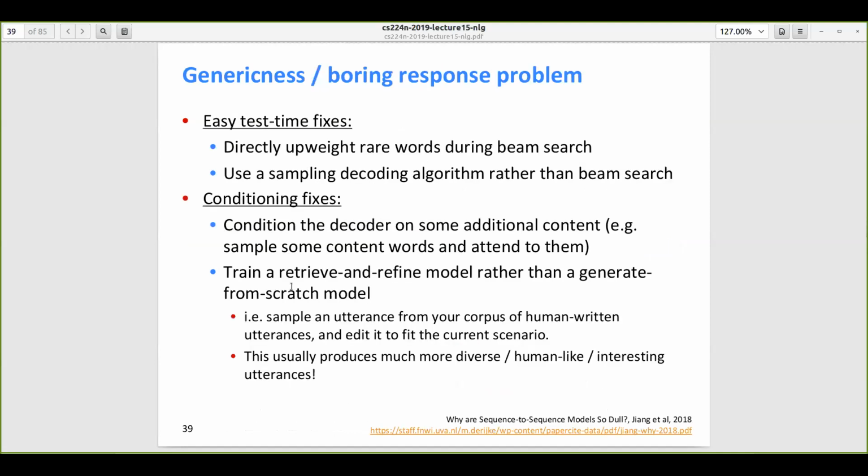And then coming to the boring responses, let's say we have a very domain specific chatbot and all the time it is giving you generic outputs, which means there are some rare words which are very domain specific, but the model is never really producing them. Then one way of fixing that is to upweight those rare words during the beam search, so that the beam search uses its hypothesis to produce these upweighted rare words and generate them. And another way to fix it is to use a sampling decoding algorithm rather than a beam search.